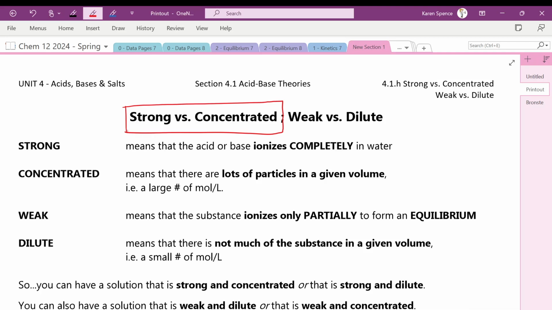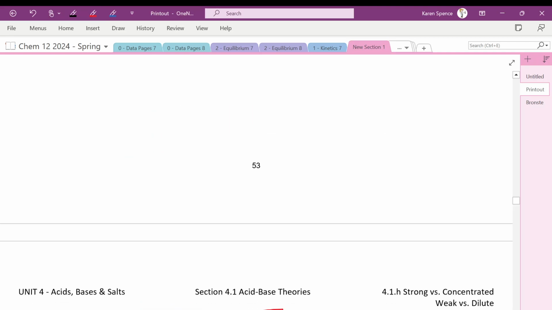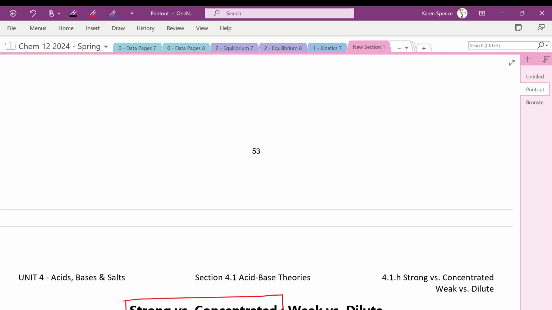So strong is ionized, and strong is ionized. Concentrated is number of particles. Yeah. I love it.